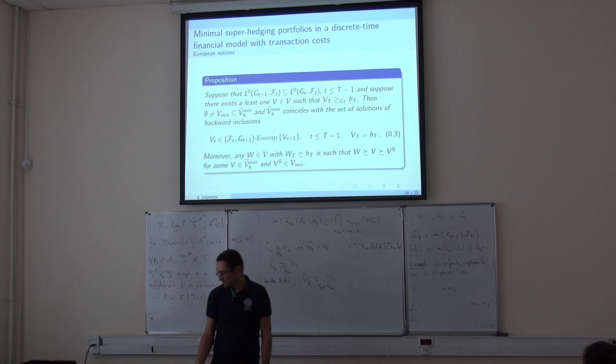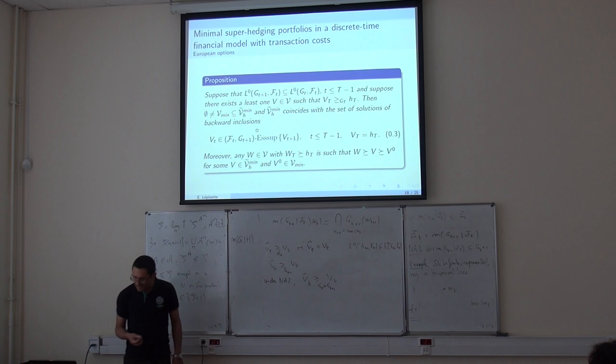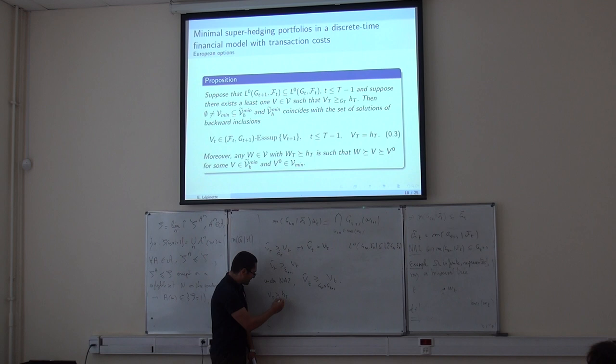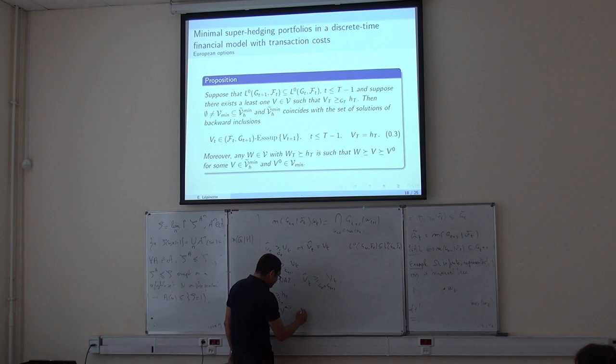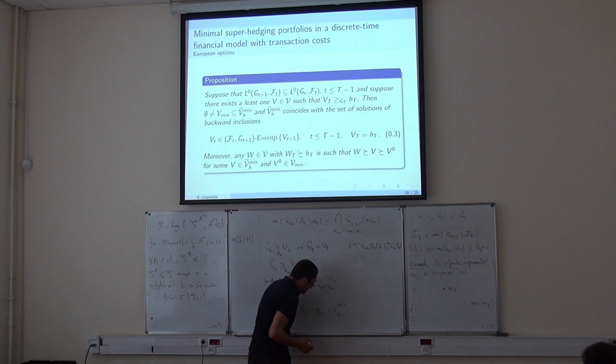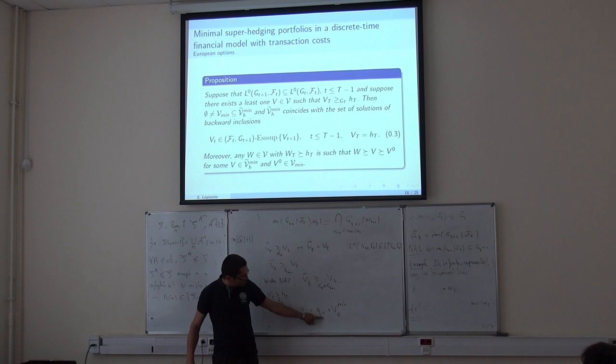And once you have characterized all these minimal portfolio processes, then you get all the initial prices. Why? Because if you consider any portfolio process such that VT is greater than H capital T, a super-replicating portfolio, then you know that you can reduce VT into a minimal one, not only at capital T, but at every time. So this means that every initial value super-replicating the payoff is just an element of G0 plus the initial value of a minimal portfolio process. At time 0, the solvency set G0 is known. You can compute this and then get all the prices.